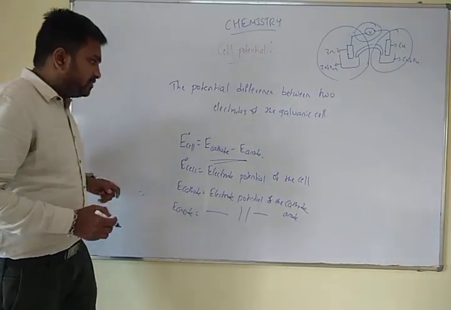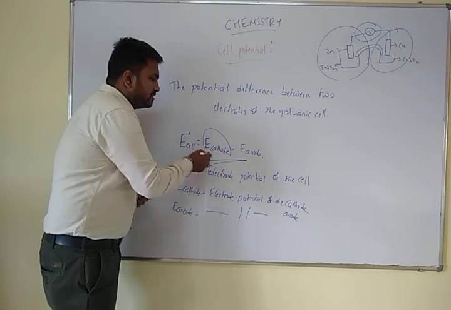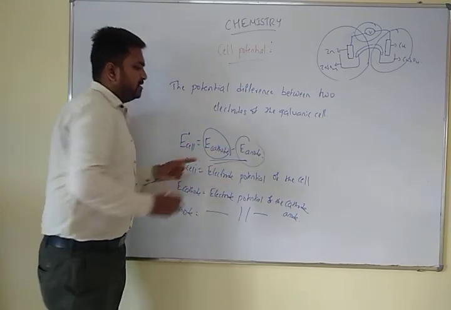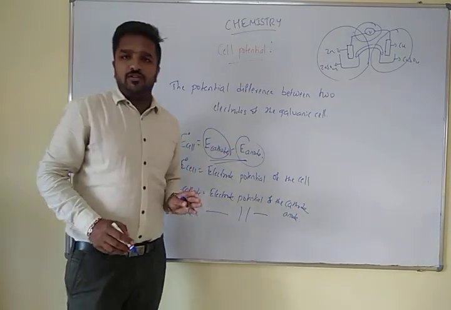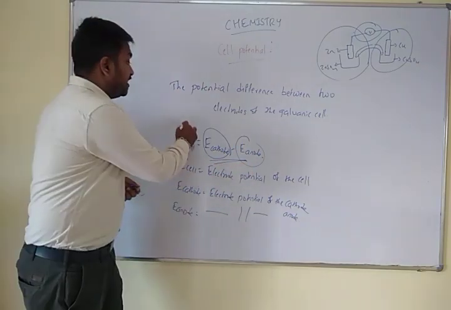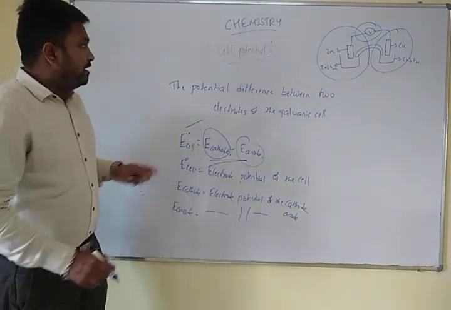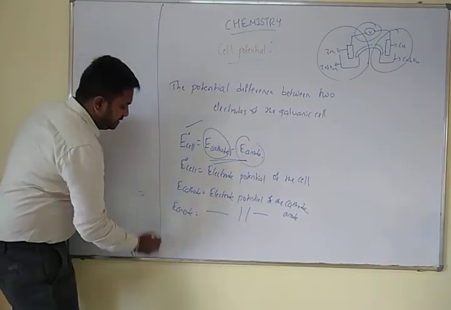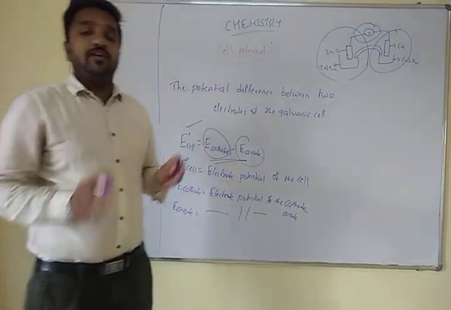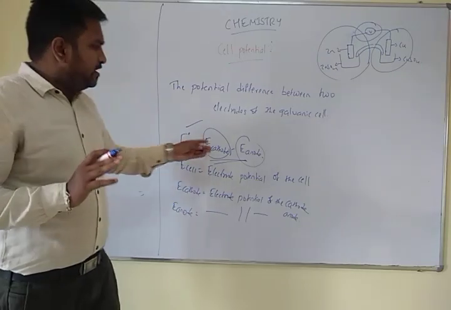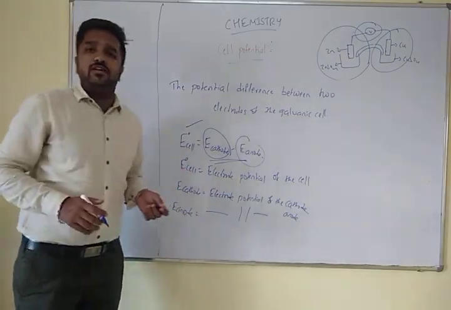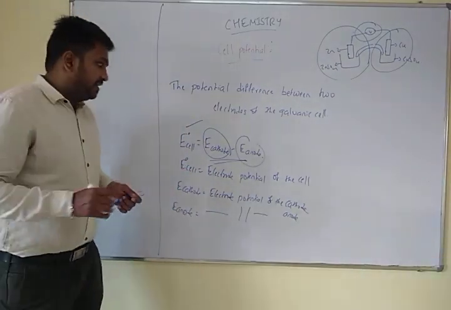This is the formula in order to calculate the complete potential of the particular cell. If you know the potential of the cathode and the potential of the anode, you can easily calculate E naught cell. But how can we know this? For the electrode potential, we have a series in order to know this. So let's calculate E naught cell for the Daniel cell.